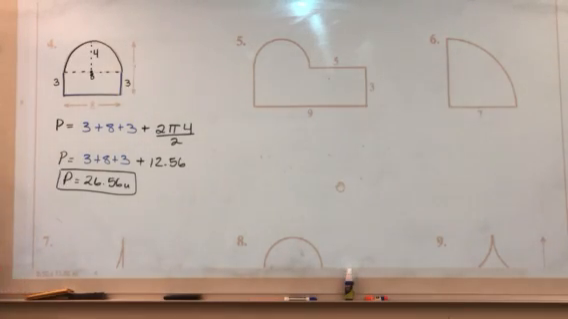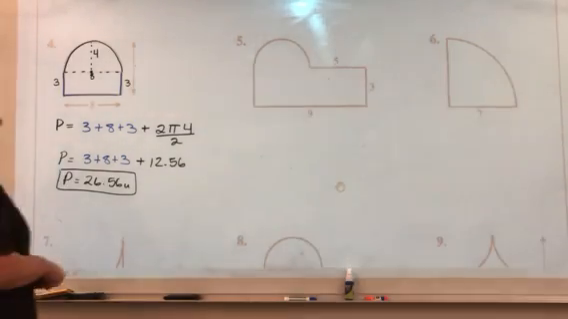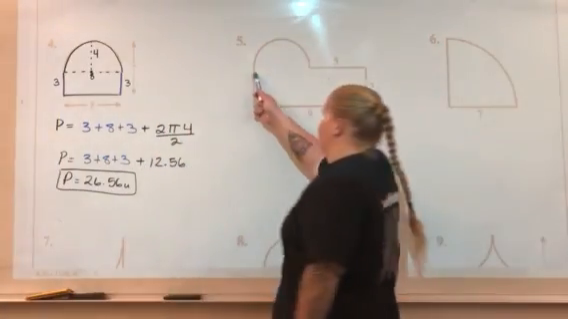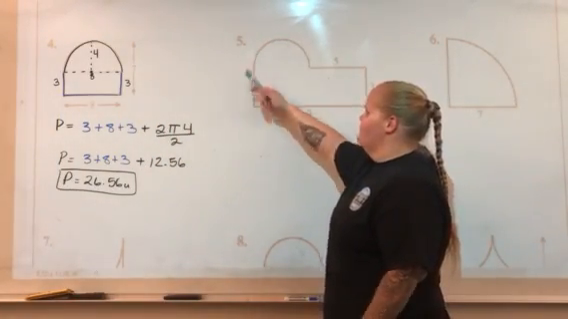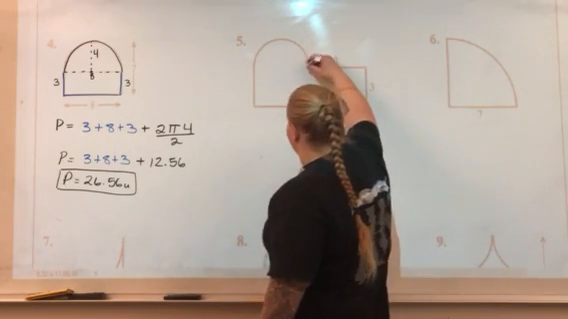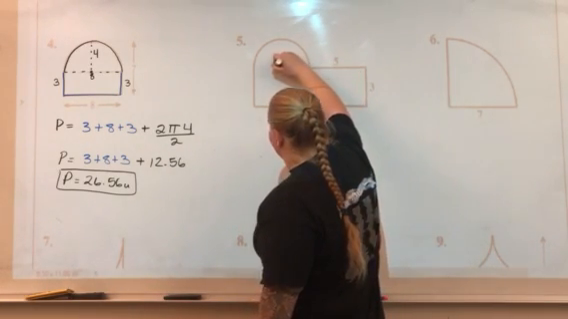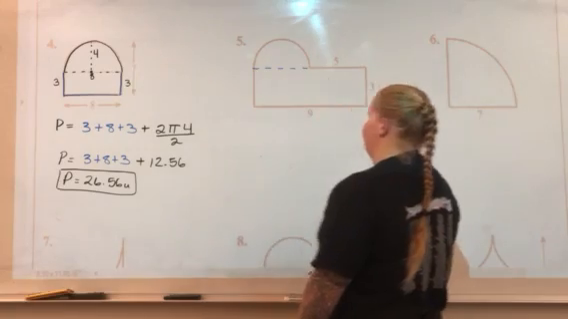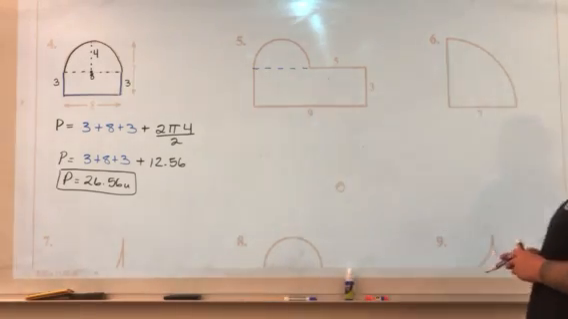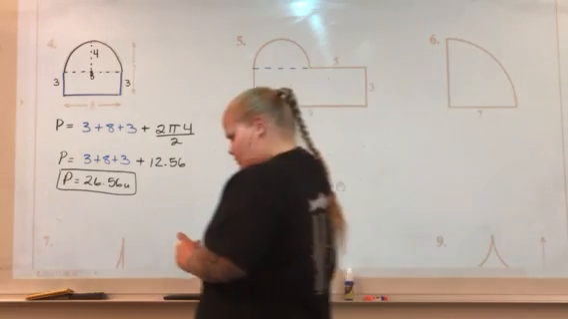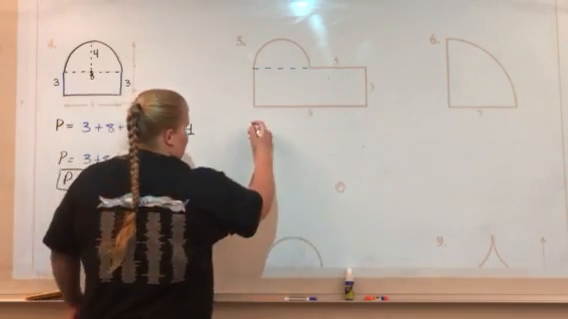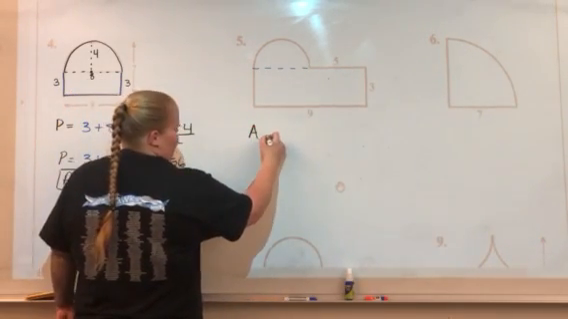Okay, let's take a look at this next problem. We have a rectangle and a semicircle. There's a cutoff line right about here. Again, the first thing I'm looking at is how to find the area. Area for a rectangle plus area of the semicircle is going to give me that whole piece.